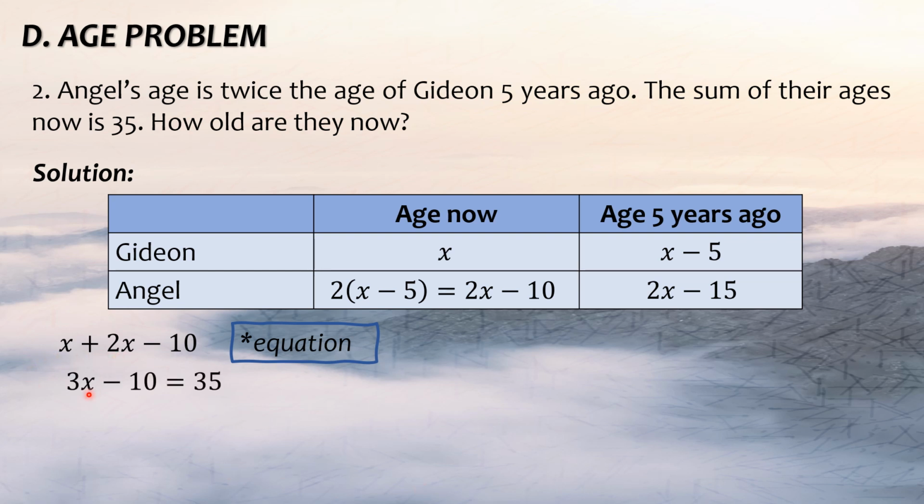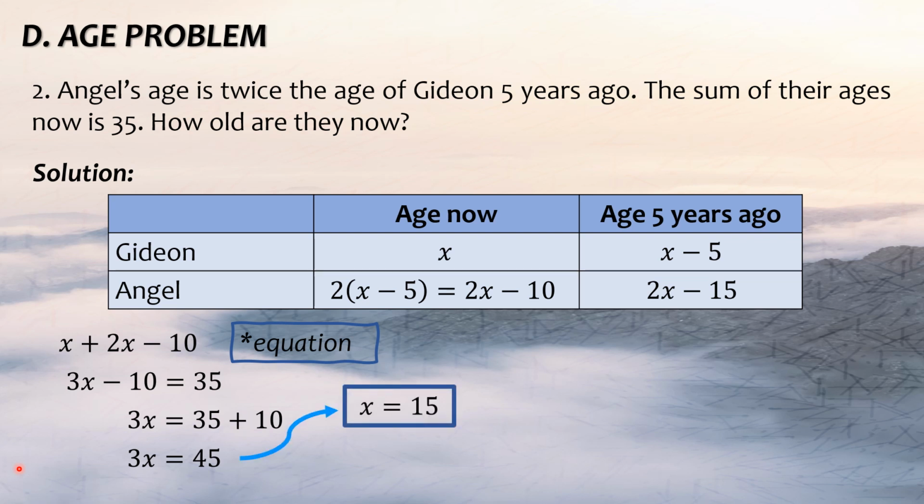X plus 2x is equal to 3x minus 10 equals 35. Next, i-transpose natin yung negative 10 to the right side. So, magiging positive 10. Simplify, 35 plus 10 is 45. And then, the value of x is 15. Because we divided both sides of the equation by 3. So, 45 divided by 3 is 15. So, 15 is Gideon's age now.